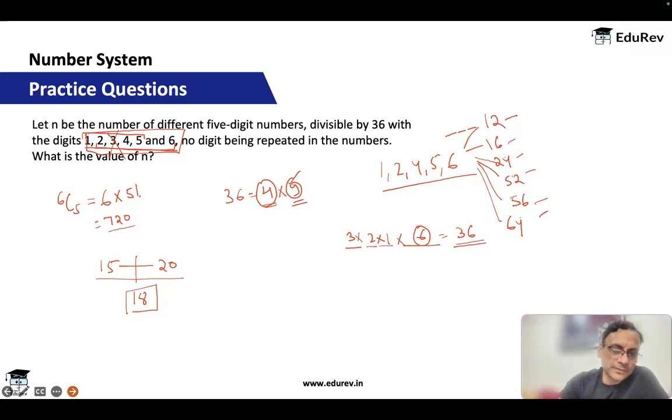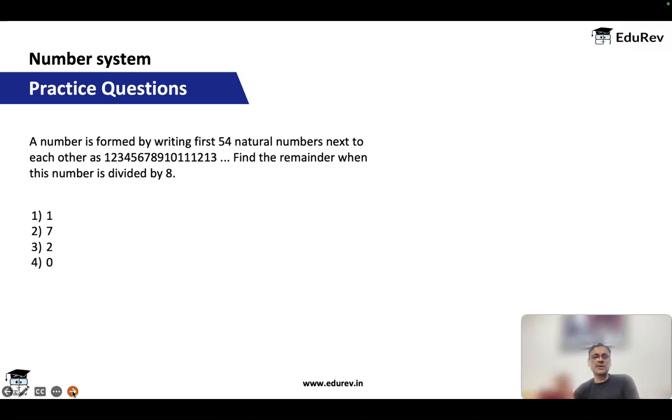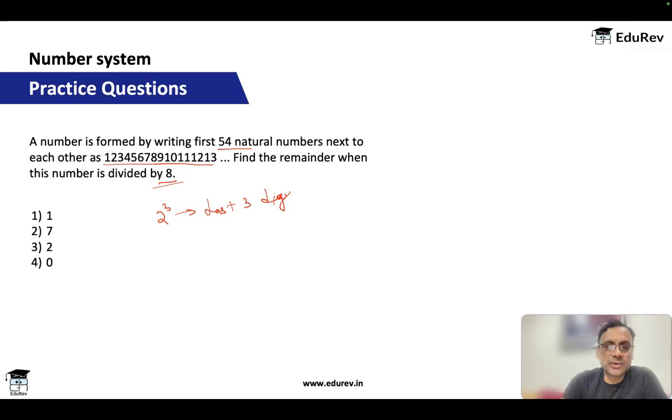Let's look at one more question. A number is formed by writing the first 54 natural numbers next to each other like this. Find the remainder when this number is divided by 8. When you're dividing by 8, 8 you know is 2 cube. For 2 cube, you look at the last 3 digits. So not very complicated. You just have to bother about the last 3 digits. And it is the first 54 natural numbers, so the ending will be 53, 54.